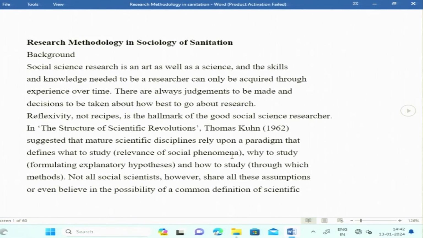To quote the work of Thomas Kuhn, The Structure of Scientific Revolutions, where he speaks about how scientific disciplinarity is going to be important. And for that we have to speak about certain issues. The basic thing, of course, is the paradigm necessary for defining the study: why we have to study is equally important, and how to study. These are part and parcel of research methodology.